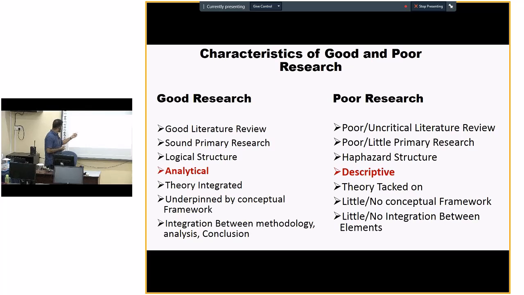Then logical structure, right? We have to have a logical structure for the whole process of your research, and you should also have a very well structured document. That means the structure of your research or the dissertation.